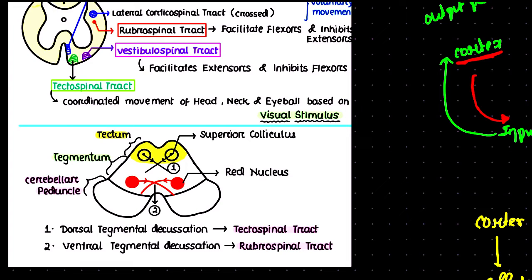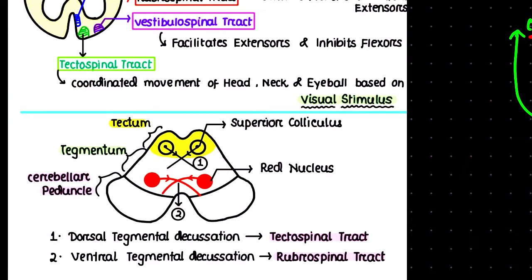Now why are we calling it the cerebral peduncle? We call it that because the descending tracts are also present right here. That's why we call it the cerebral peduncle. Here we were talking about the tectum, tegmentum, and cerebral peduncle.